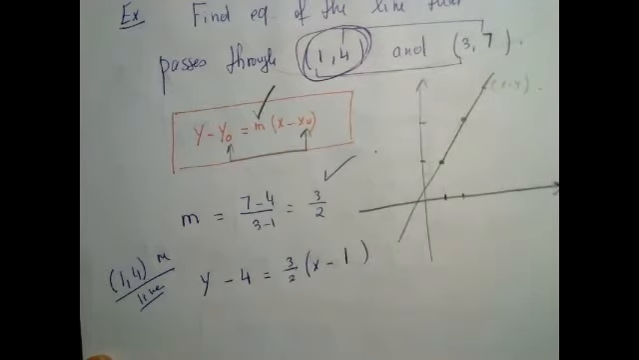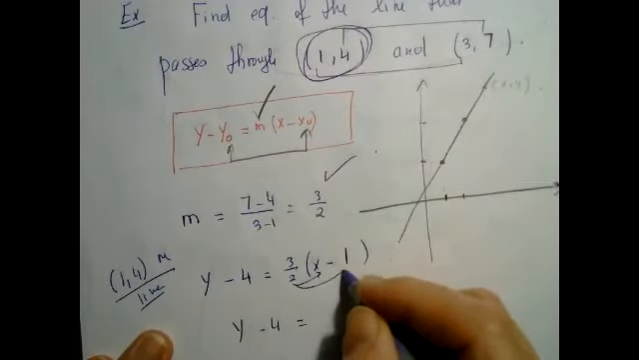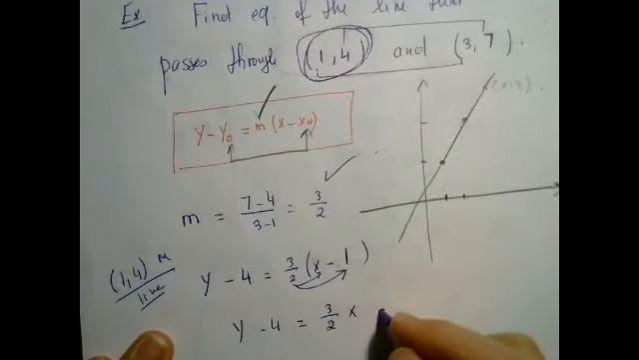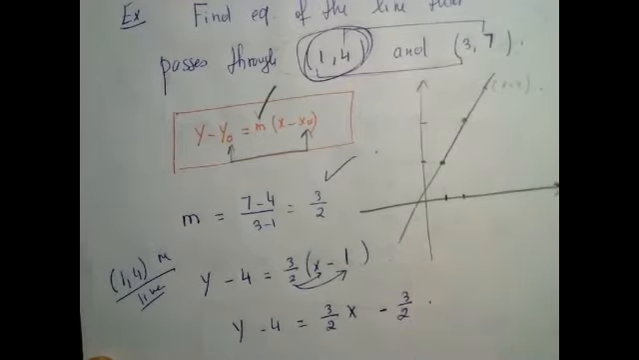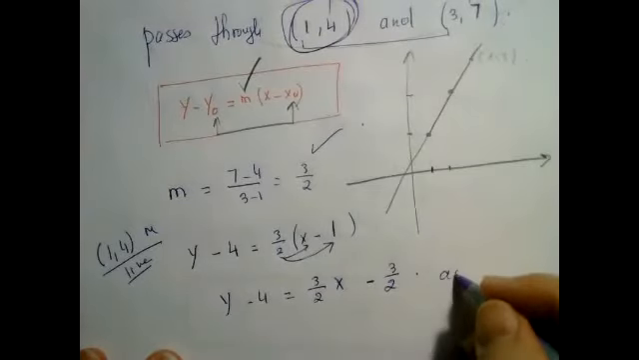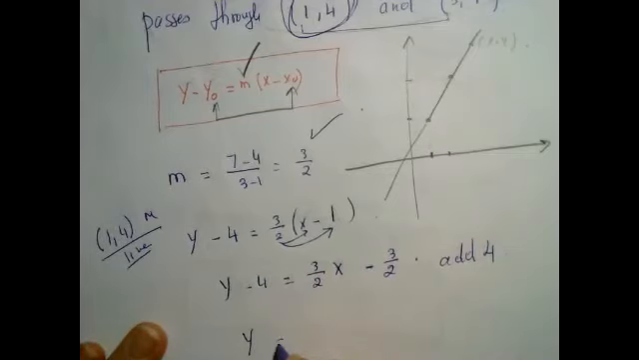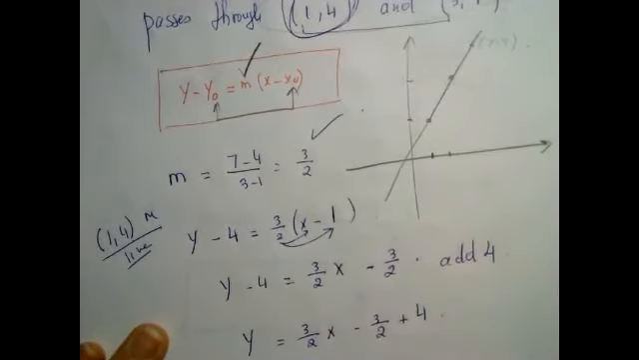So I have it in the format mx plus b. First I distribute. Be careful. First you have to distribute. It's going to give me 3/2 x minus 3/2 times 1, minus 3/2. Now to isolate the y, I have to add 4 to both sides. And that gives me y equal 3/2 x minus 3/2 plus 4.